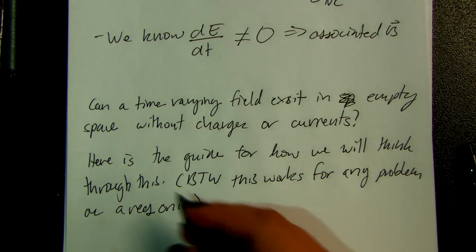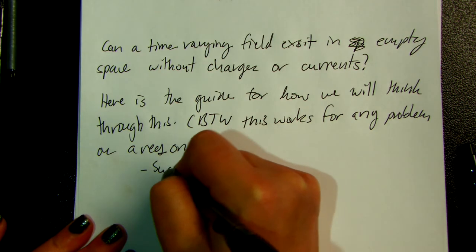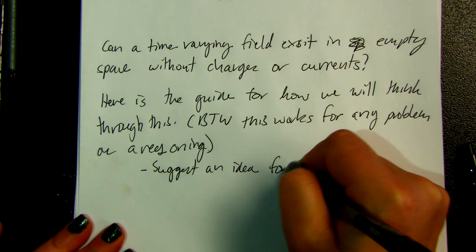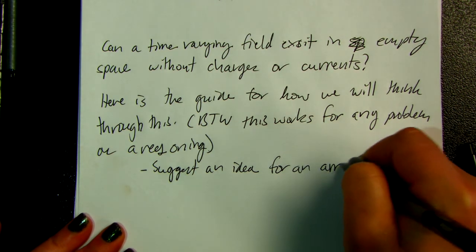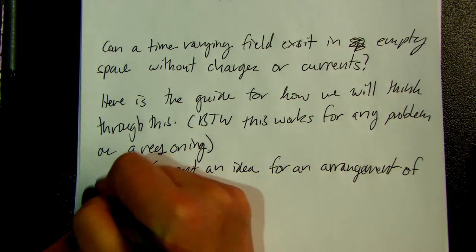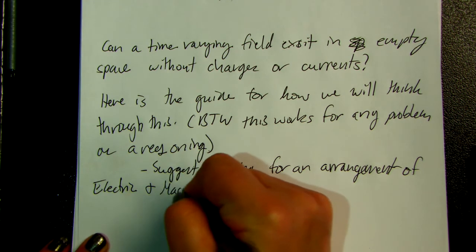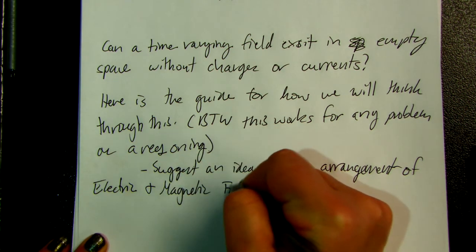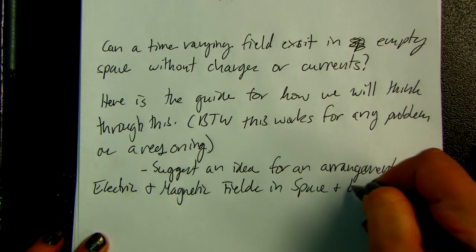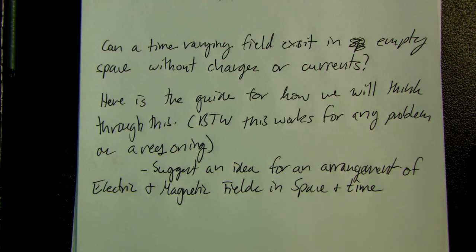Okay, so here's what you do. First, you need to suggest an idea for an arrangement of electric and magnetic fields in space and time.